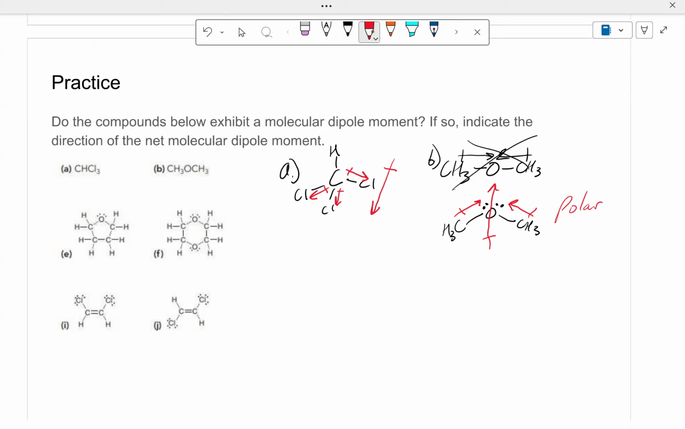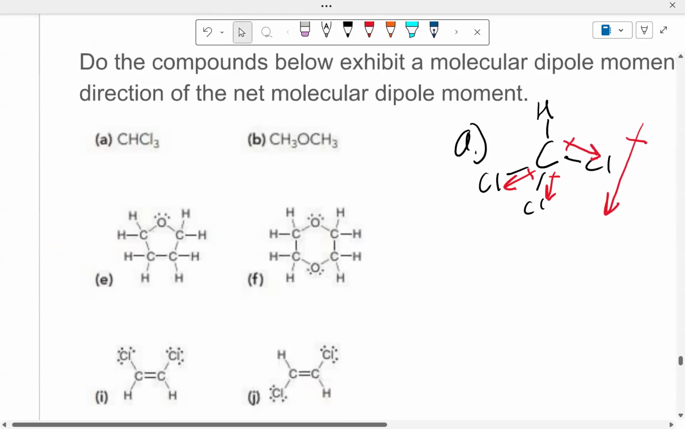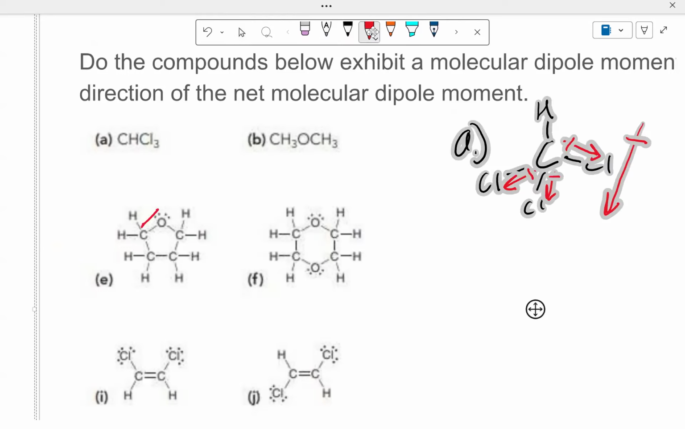Now let's look at E, and I'm going to use the structure right here on E rather than redrawing it. It's already drawn as a Lewis structure. And we're going to ignore all the carbon-carbon bonds and the carbon-hydrogen bonds, and just look at the carbon-oxygen bonds, because that's where the polar bonds are. Again, both of them are going in the upward direction. There's nothing canceling them out. So the net direction of polarity is towards that oxygen.